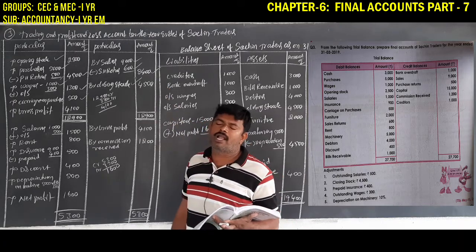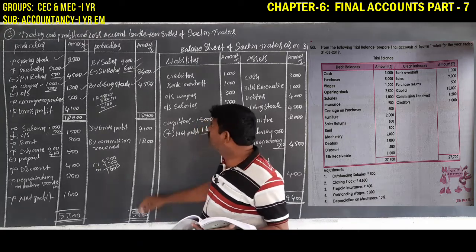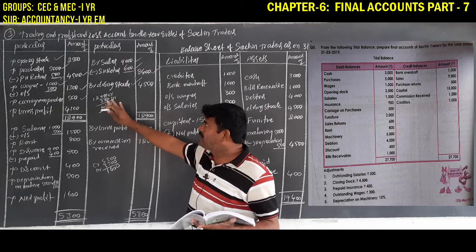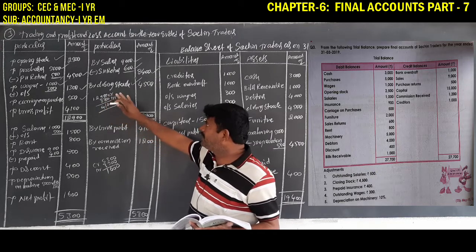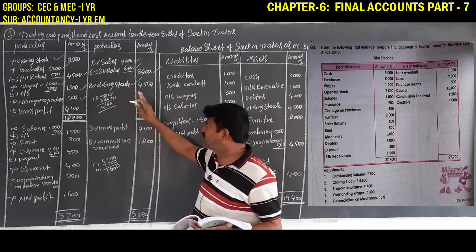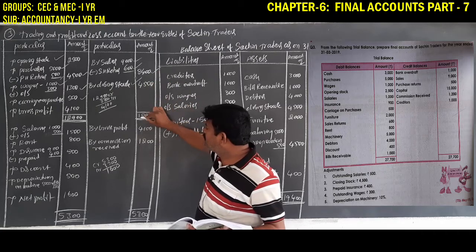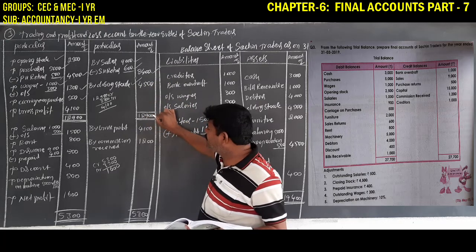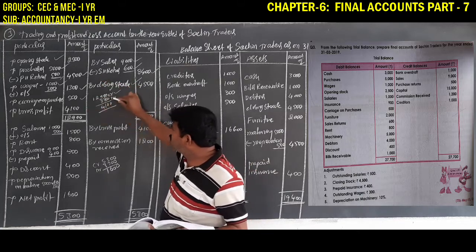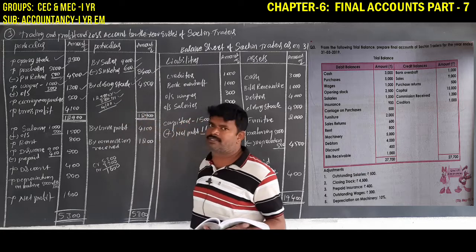Closing stock is given in the adjustment only. Next, you take both the debit aspects related to the trading account and the credit aspects related to the trading account, then total them. Which side has the highest amount? This side has the highest amount, and the total is 12,900 rupees. So this is the credit total. Debit total is 8,800 rupees. The balance is 4,100 rupees.